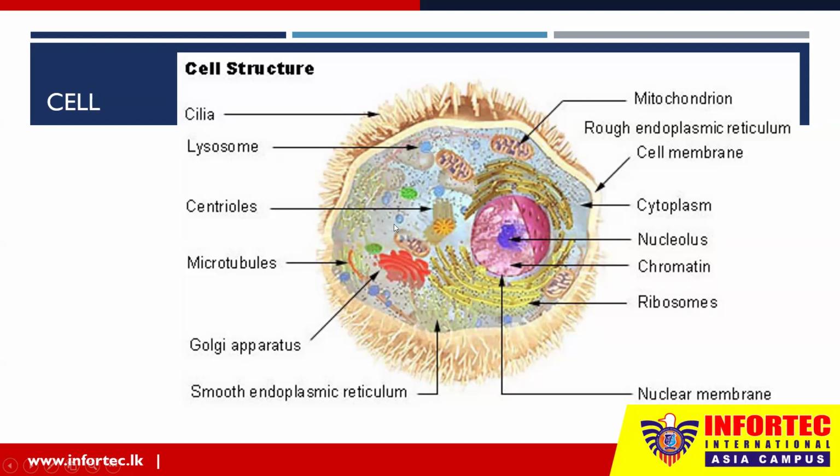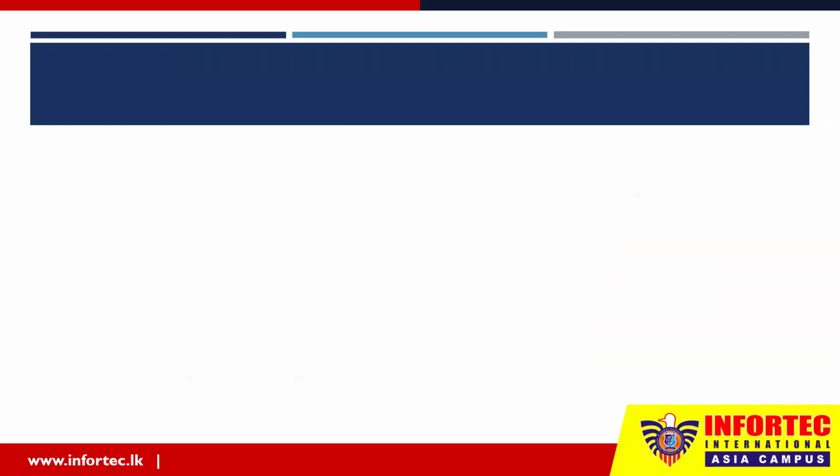Another important organelle is the centrioles, which are really important during the cell division process. These tiny blue vesicles are called lysosomes, which carry various enzymes. And these tiny particles are called ribosomes, which are spread throughout the cytoplasm. Okay, those are the main organelles which we are going to discuss further, one by one.